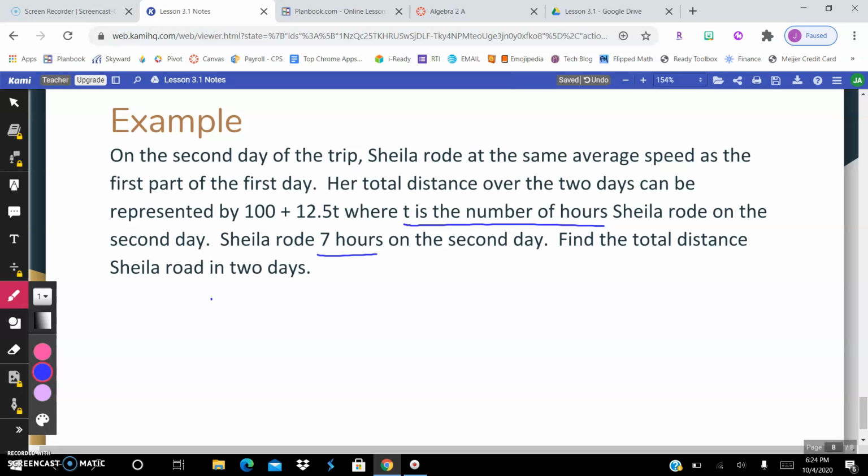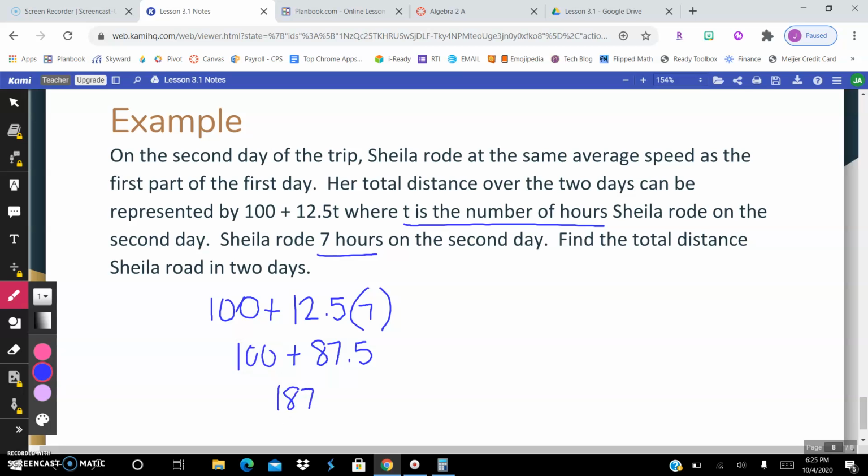All right, so 100 plus 12.5 times 7. Adding and multiplication in this expression, so I have to multiply first. So 12.5 times 7 would be 87.5. And we have to add 100 to that, and that would give us a total of 187.5 miles for her total distance in her 2 days.